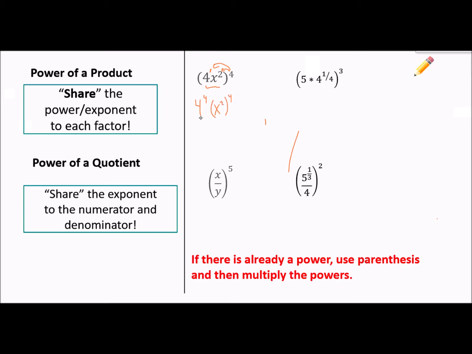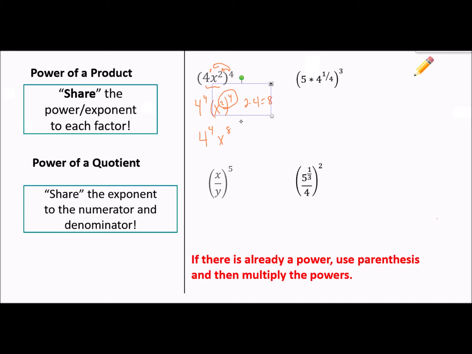This one's easy, 4 to the 4th. You could calculator that out. Whoops, that's not even right. That's a big one. We'll just leave it as 4 to the 4th. That's fine. And now I've got 1 base, 2 powers. That means I multiply these two together, which means this becomes x to the 8th. So it's the sharing property.